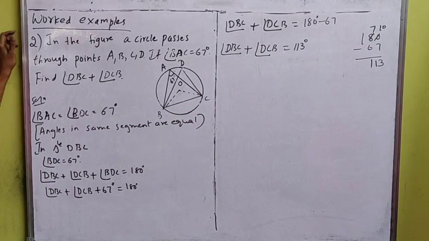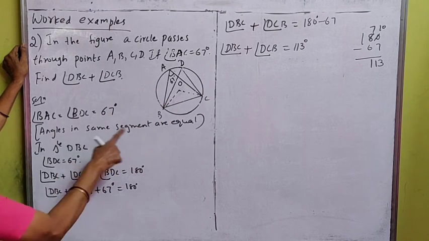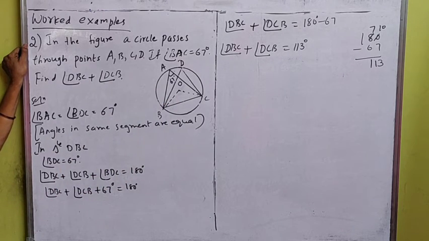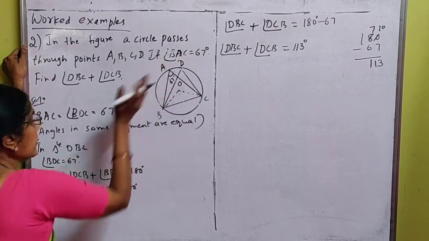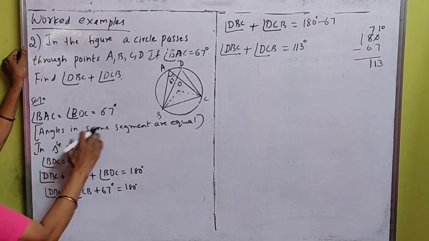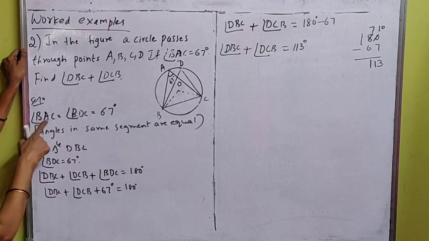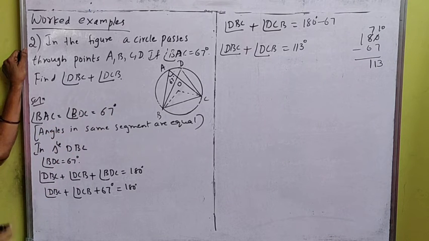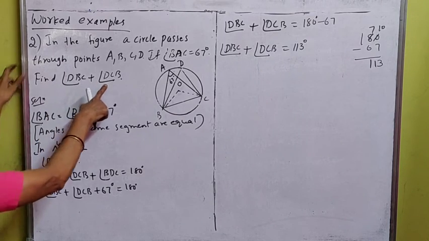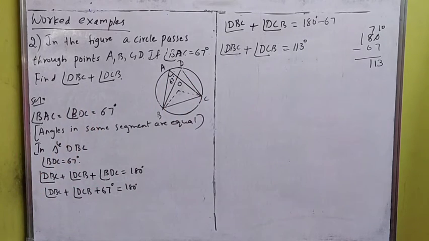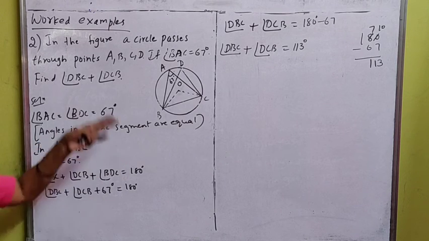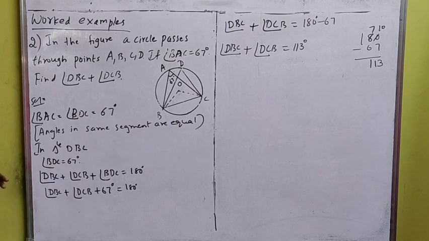So easy it is. You are using the interior angle theorem and angles in same segment are equal. First we see that BDC and BAC are both present in the same segment. So according to the theorem, angles in same segment are equal. We can show that angle BAC is equal to angle BDC is equal to 67 degree. Now, we are told to find angle DBC plus angle DCB. See where they are? DBC, DCB. They are the angles of the triangle DBC. Using the interior angle theorem, we can find the sum of angle DBC and angle DCB. That only we have done.